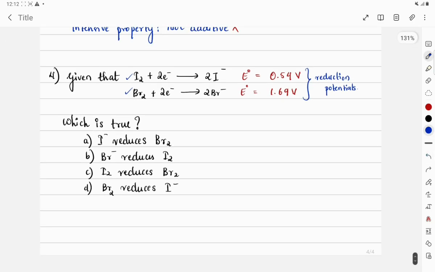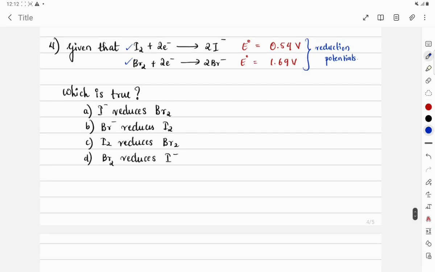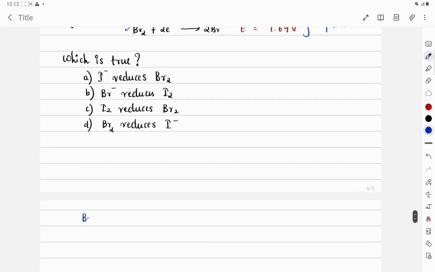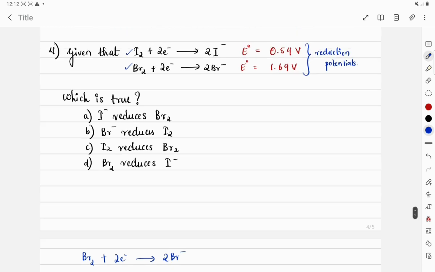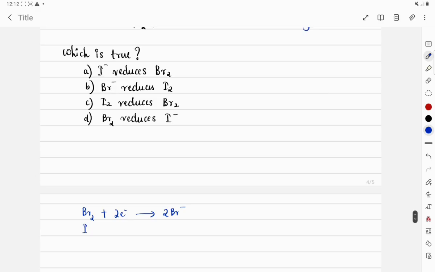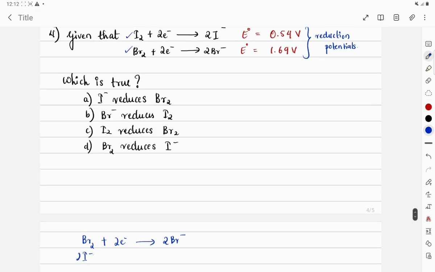Let's see what that will be. It has to be Br2 accepting 2 electrons to become 2 Br minus. Now this is the cathode, so there should be a reduction reaction. But iodine should act as anode, so the reaction should be oxidation. Here it is given as a reduction reaction, so to write the cell reaction, we should just reverse this. When you reverse the given reaction, you will get the oxidation reaction. So you will have 2 I minus giving 2 electrons plus I2.